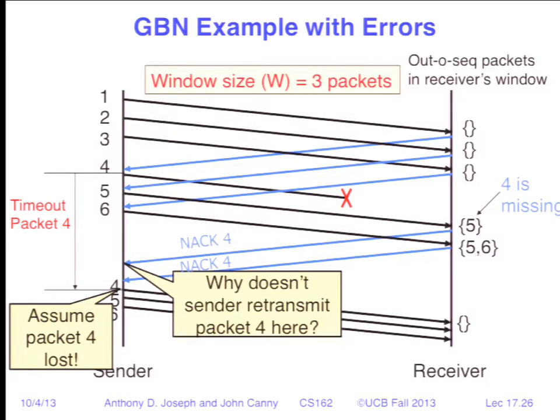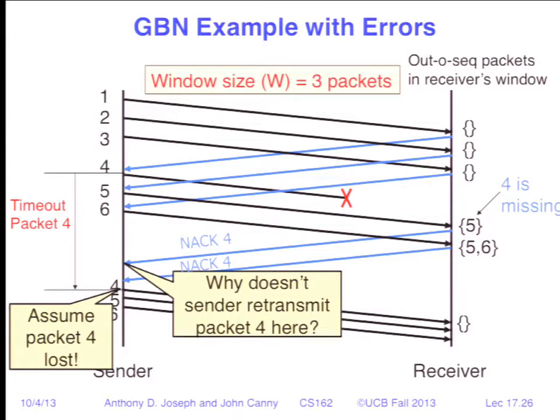Exactly. Remember that the network could be doing reordering. So it might be that we received 5, we received 6, and then, oh, here comes 4. It took the slow boat, you know, around a different route, and eventually arrived. So we wait for the timeout before we retransmit. So we're being conservative about when to retransmit. If we were being very aggressive, we would have retransmitted as soon as we got the negative acknowledgement. But if the network's reordering, that's bad, because that means we'll retransmit too much.